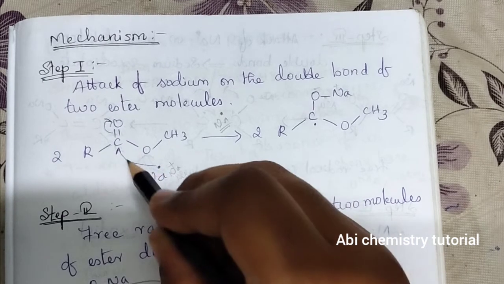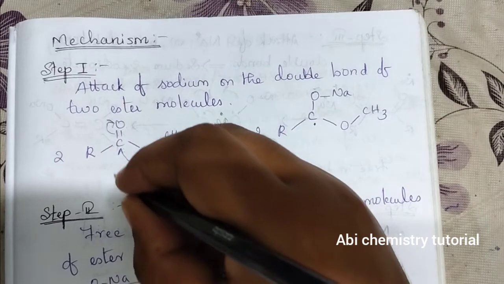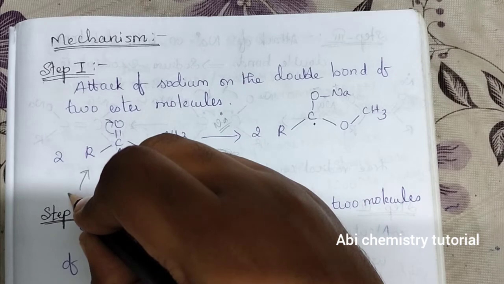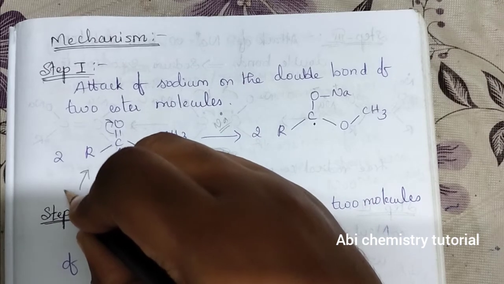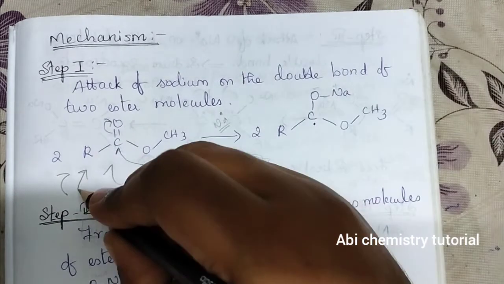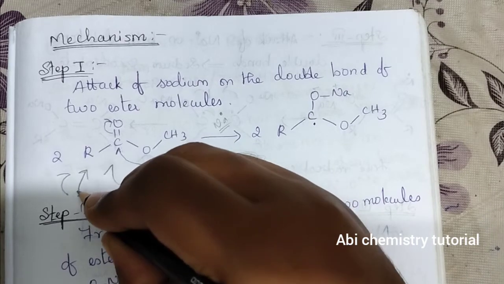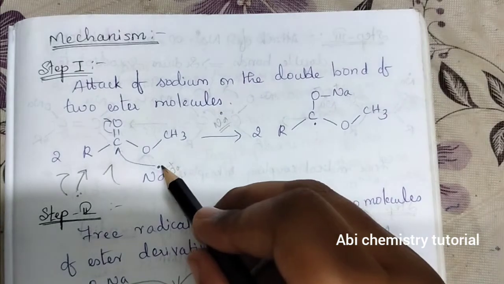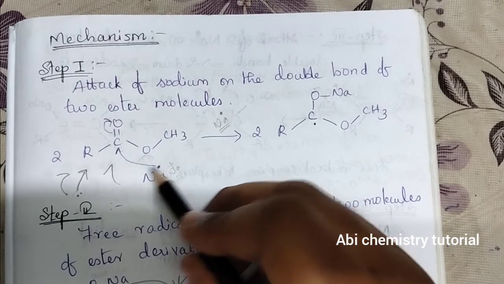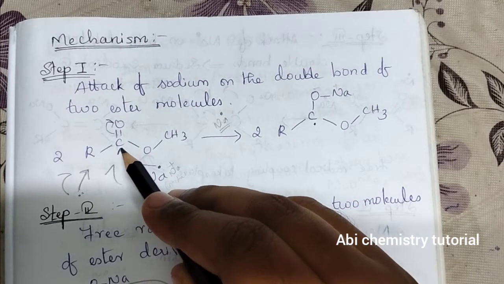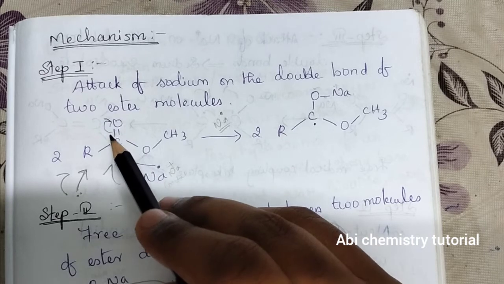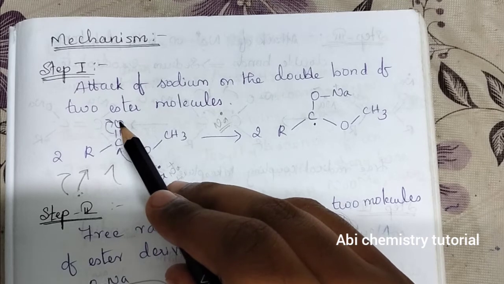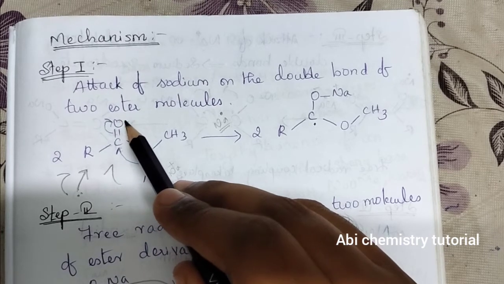We have this type of arrow, a half-headed arrow. If there is a one-electron transfer, you should represent it with this symbol. If there is a transfer of two electrons, then you represent it with the full arrow mark. Here you can see this electron is shifted to this carbon and this bond is completely shifted onto this oxygen, so that this oxygen gains a negative charge.